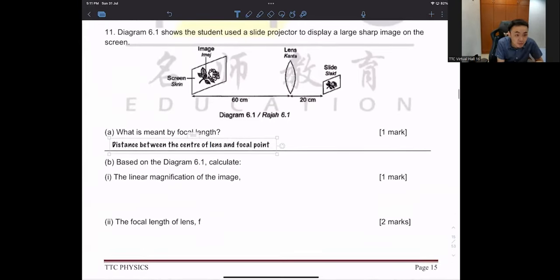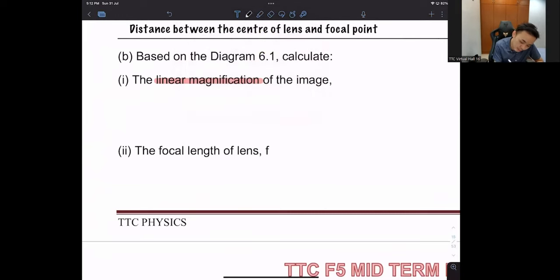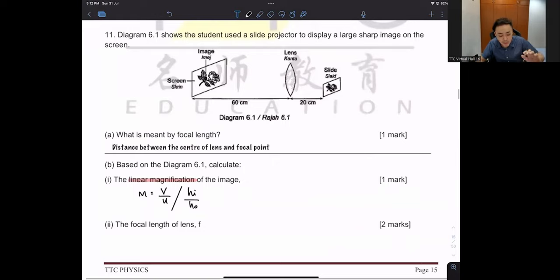Next one, based on 6.1, calculate the linear magnification of the image. Well, how do we do that? Now, the formula comes. Linear magnification, M equals to. Now, for magnification, you've got two ways. You could either do V over U, or you can do HI over HO. This one is only one lens. The telescope, microscope, that one later. This one is only one lens. So simple, you can either do V over U or HI over HO.